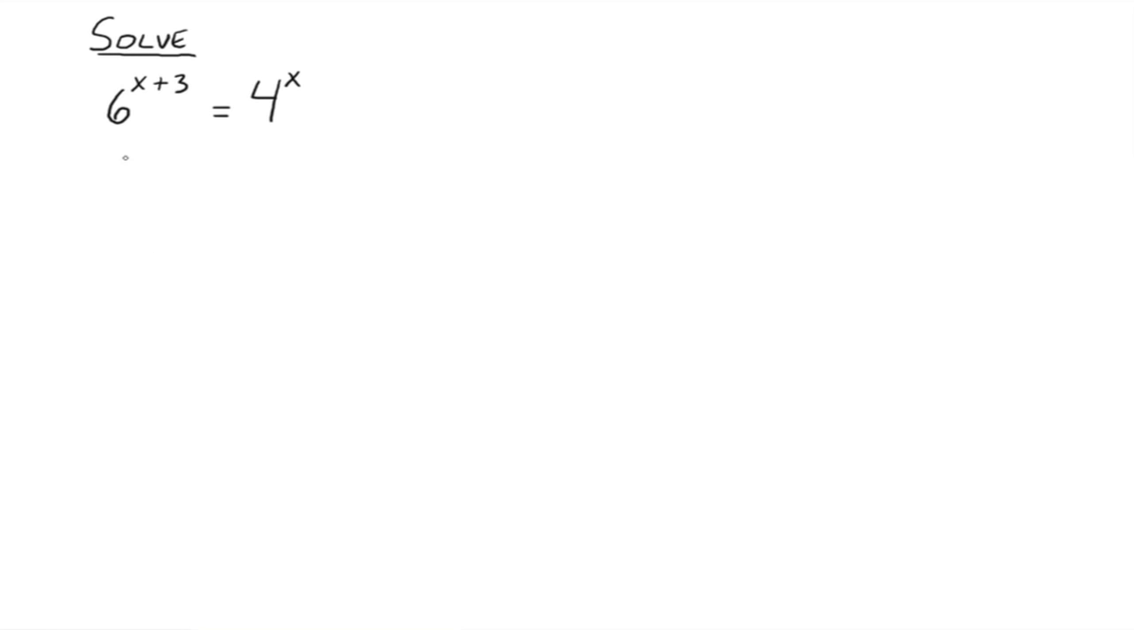All right, so you have one thing equal to one thing, so take the log of both sides. I'm going to go ahead and take the natural log of both sides, but you could do the common log, that's fine. All right, so what good does that do us? Well, that allows us to bring the x plus 3 down in front.